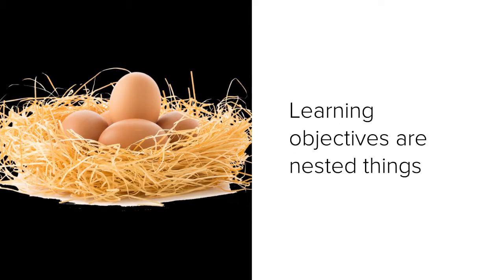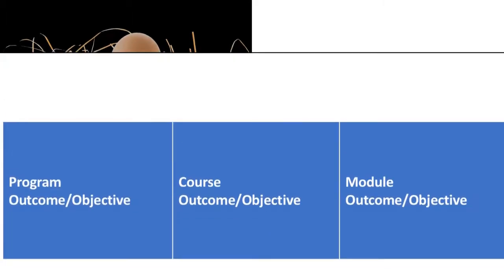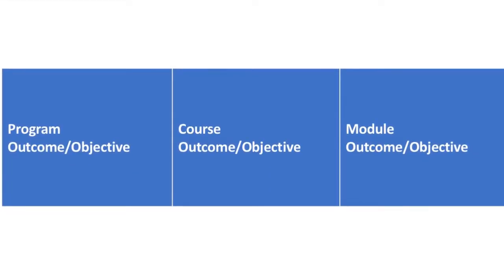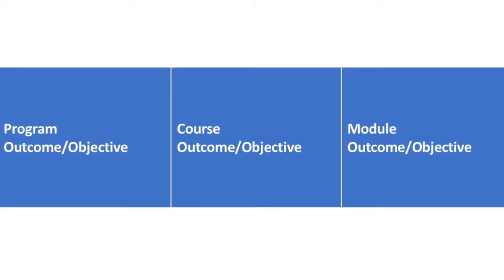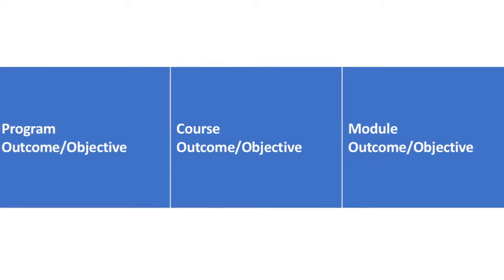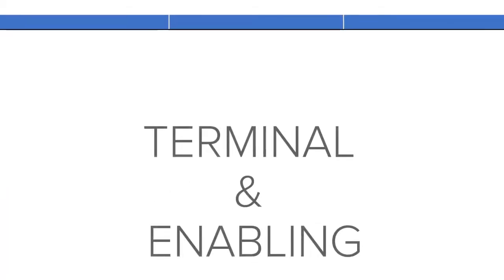Learning objectives are nested things. What do I mean by that? Well, all your learning objectives are going to be in relation to other learning objectives. So here I have sketched out, you have your program, your overall curriculum, that's going to have objectives. Your course is going to have objectives. Then individual modules within that course are going to have learning objectives.